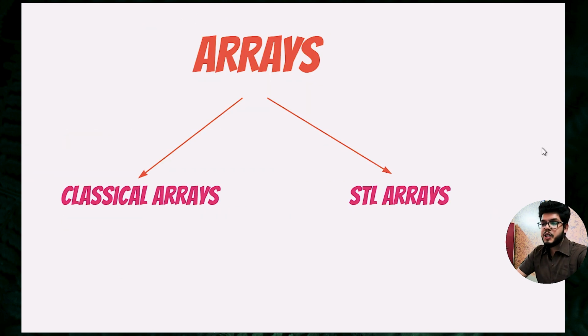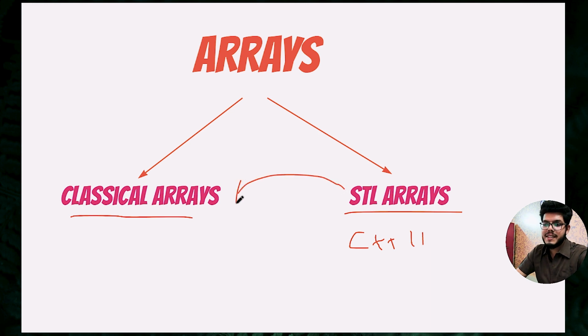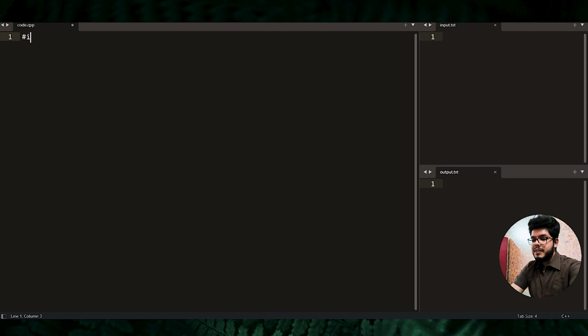Now we will start talking about arrays. There are two different types of arrays. The first one is the classical arrays, and the second one is the STL arrays. STL arrays were introduced in C++11, and we will now see how STL arrays are different from classical arrays. Let's start with the classical arrays.